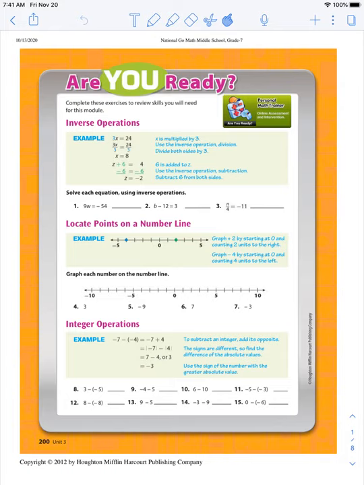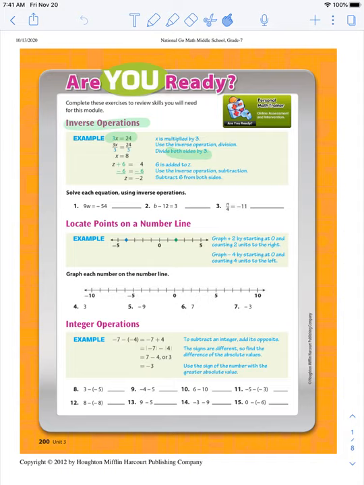In Chapter 6, we learned about inverse operations. Inverse operations are what we use to solve for a variable when we're solving an equation. So in this example, we have 3x equals 24. To solve for x, we need to divide by 3 because division is the inverse of multiplication. When we divide both sides by 3, remember both sides balance the equation, super important, we get x equals 8.